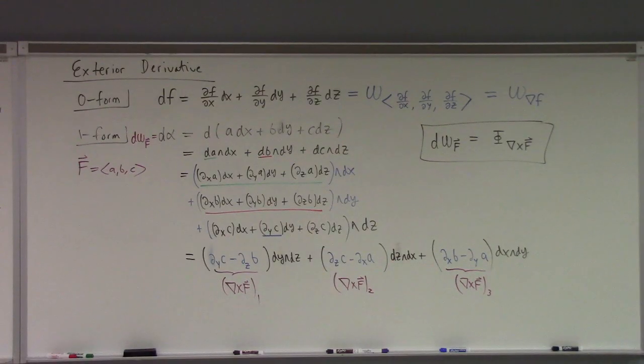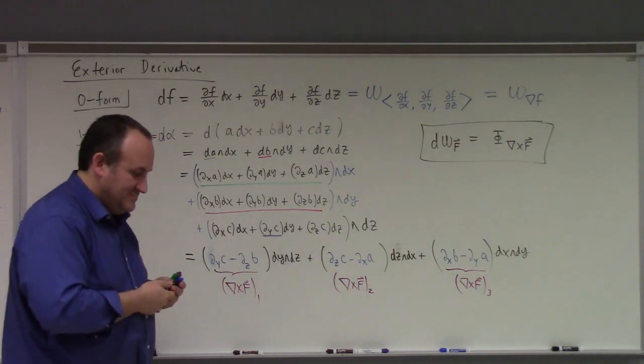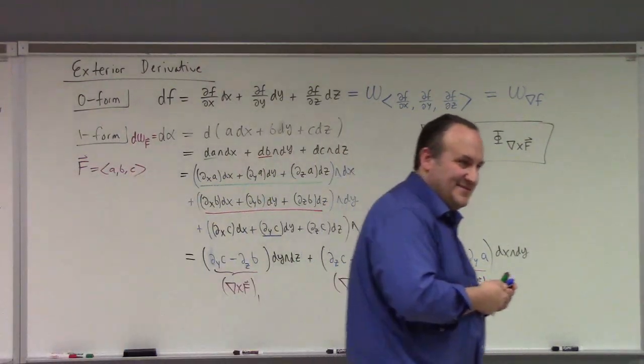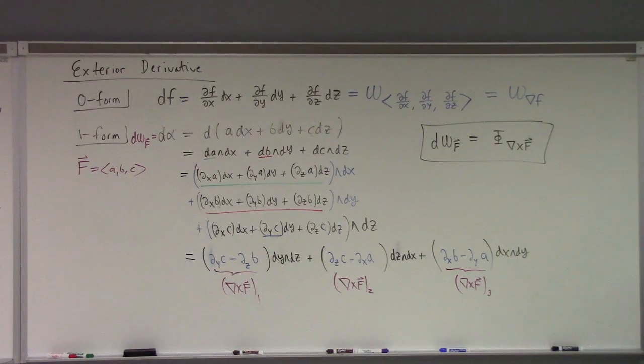Yes, sir? So does this mean that the exterior derivative of the exterior derivative of F is 0? Yes, it does. And not just F, but any form. This is a general identity for the exterior calculus. D squared is 0 in general.